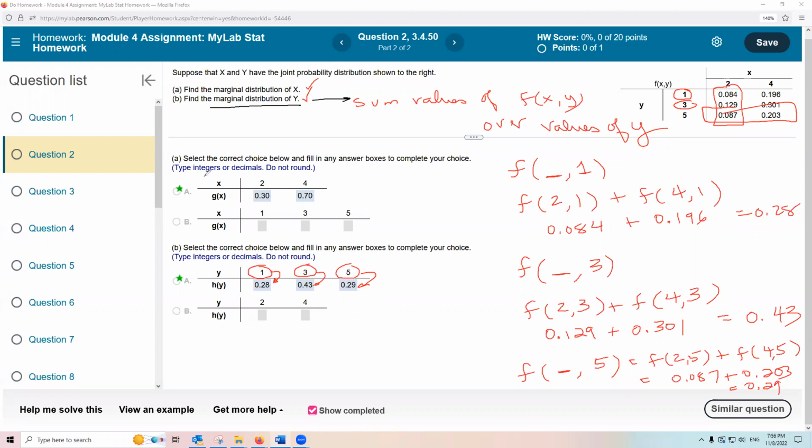Okay, and of course you have to pick the correct format in this MyLabs problem. Then enter your answers in the blue boxes.